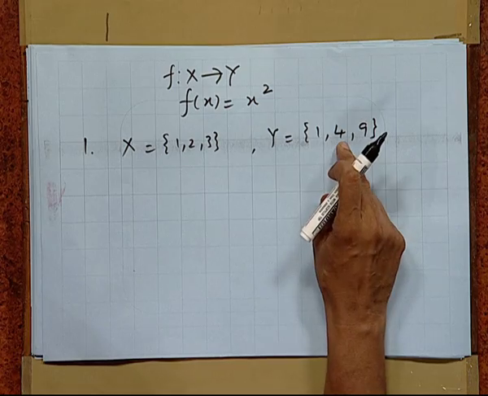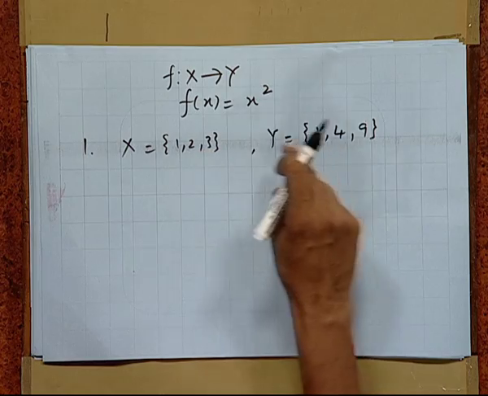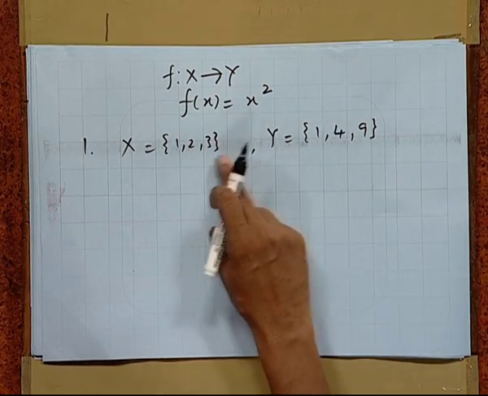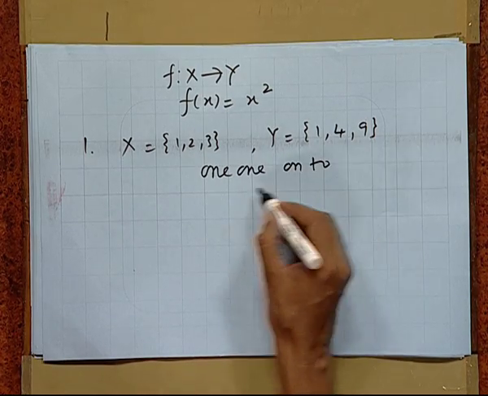The next question is, is it onto or into? Look at the codomain. 1 has pre-image 1, 4 has pre-image 2, 9 has pre-image 3. So, it is an onto function. Next question, is it 1-1 or many-1? Yes, the image of 1 is 1, image of 2 is 4, image of 3 is 9. So, there is no common image. So, it is a 1-1 function. So, eventually this function is 1-1 and onto.